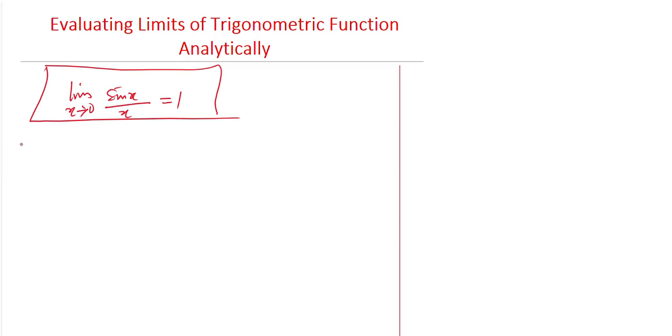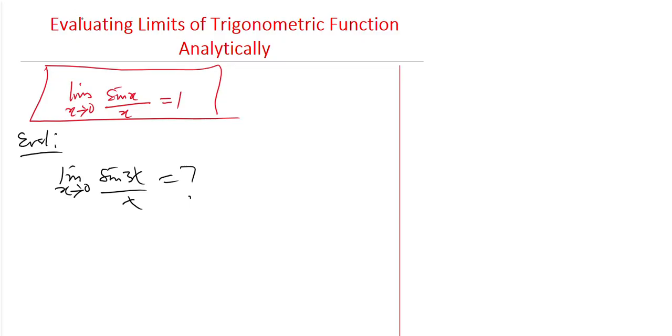Let's consider an example to evaluate the limit as x approaches 0 of sine 3x all over x. What will be the answer?